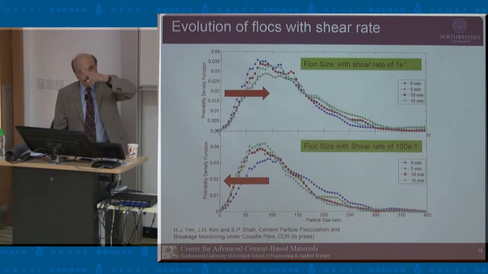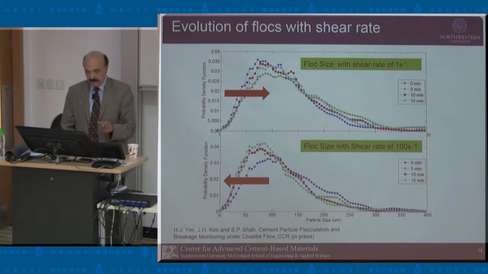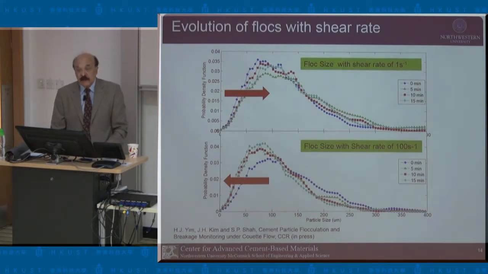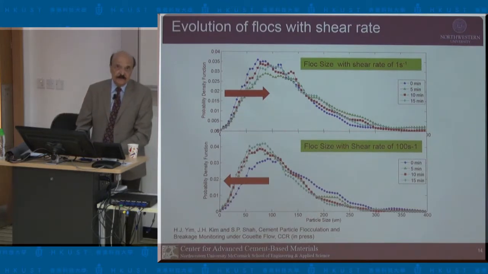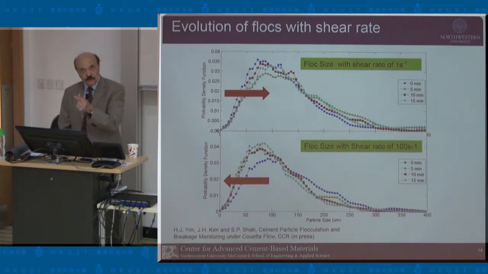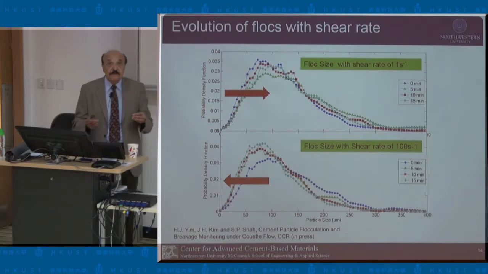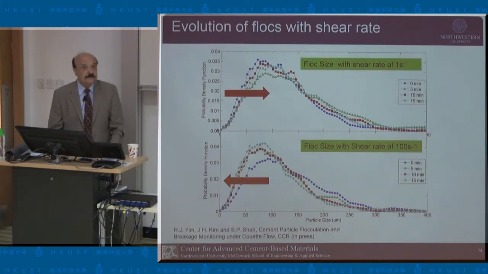What is plotted here is that you are rotating between the two plates at a given speed. The top one is at a very small, slow speed, as if the material is at rest, and bottom is at a fast rate. Then you are measuring how many particles are of a particular size. So you get a frequency distribution. And you notice that at very slow speed on the top, with time, so you measure after mixing 2 minutes, 3 minutes, this continues to rotate, and you see things are moving to the right. That's thixotropy, the size of the flocs growing. On the bottom, it's very high speed. The material becomes more flowable, and so the things are moving left.